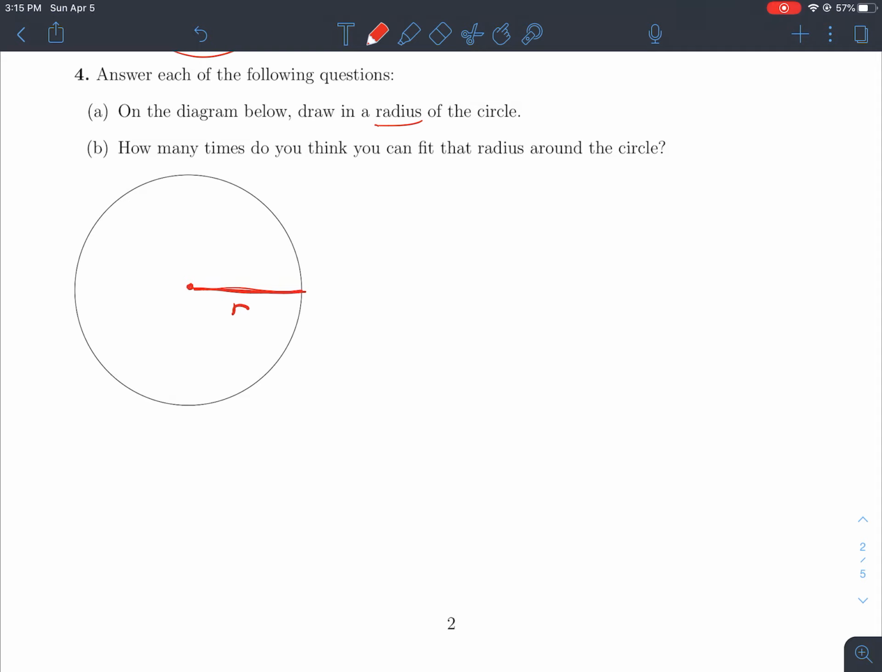So now the question is how many times do you think you can fit the radius around the circle? So if you took this length, maybe it's a piece of string now, and you imagine picking it up off of that straight line, and because it's a string, you can bend it. Maybe you could take one radius, and you could put that radius here. And that would be one radius of length.